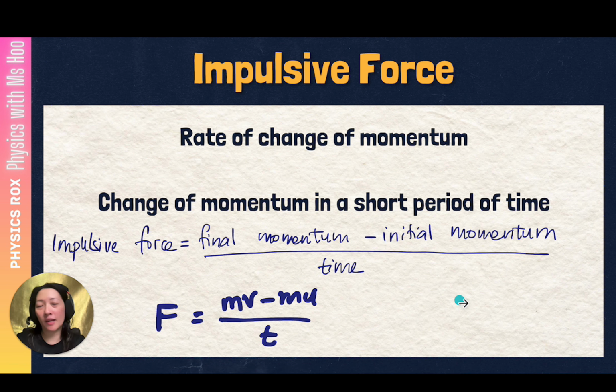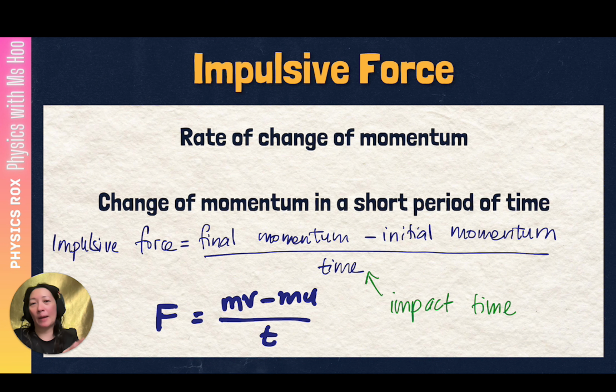Now, one thing that you must be aware of is that when we substitute the value of time in this equation, the time that's being referred to here is specifically impact time. So impact time here means the time of collision. So before, obviously, it's not impacted yet. So impact time is the time when both objects are in contact with each other during the impact. Then if they separate, then the time has stopped.